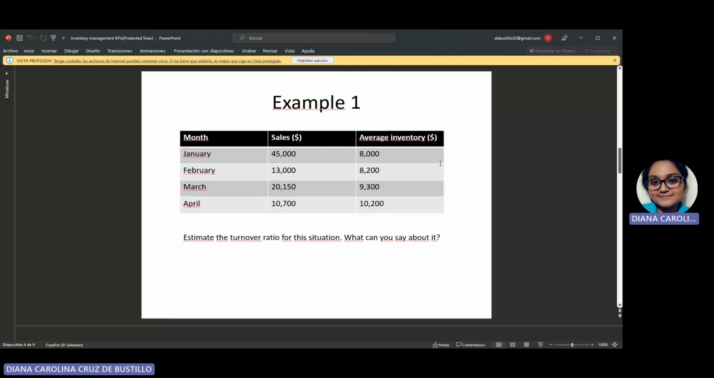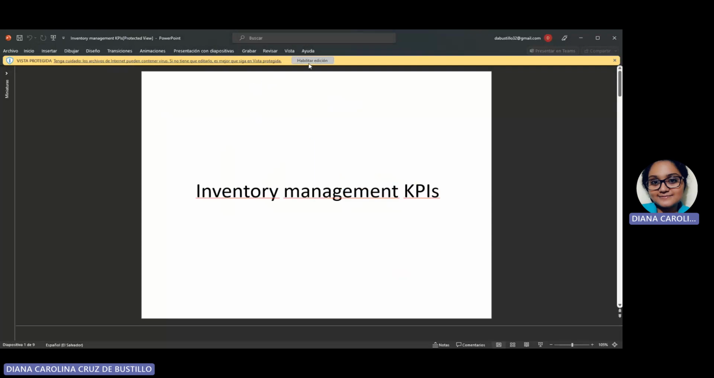Okay, so let's start solving some exercises. It says you have information on the different sales of the month and the average inventory. So estimate the turnover ratio for this situation, and what can you say about it? Okay, so what we are going to do here is that we are going to be estimating the ratio monthly. Okay, it's one of the ways you can do it. And let's go back to the formula.